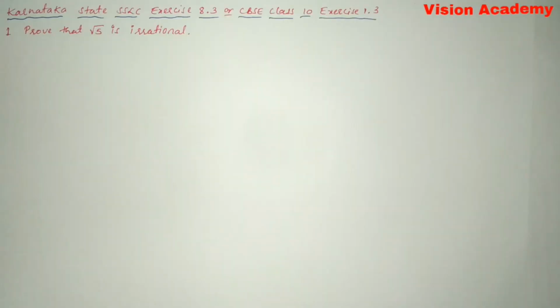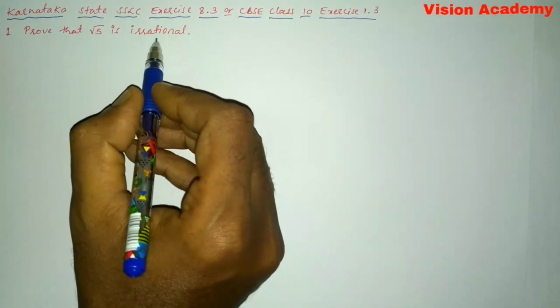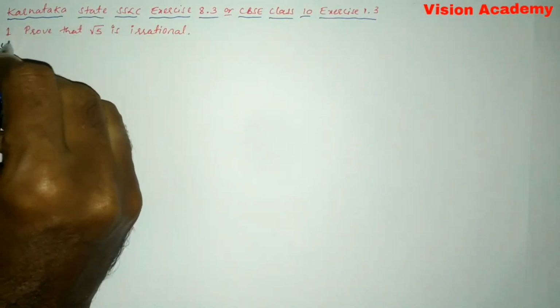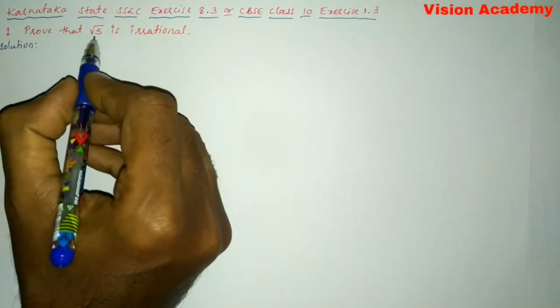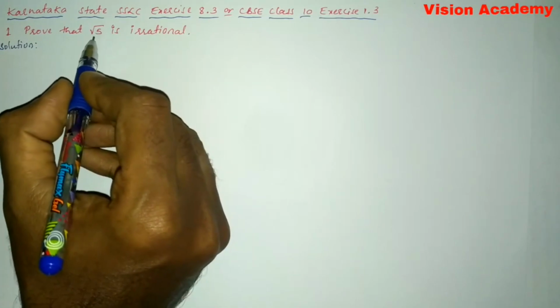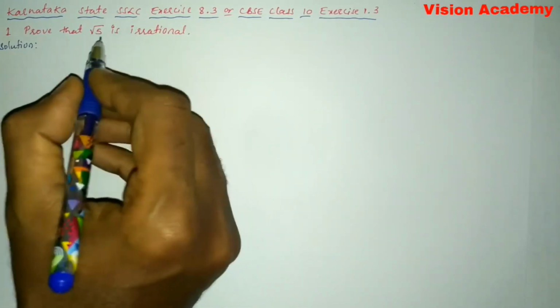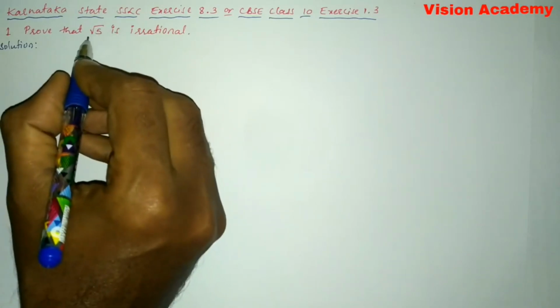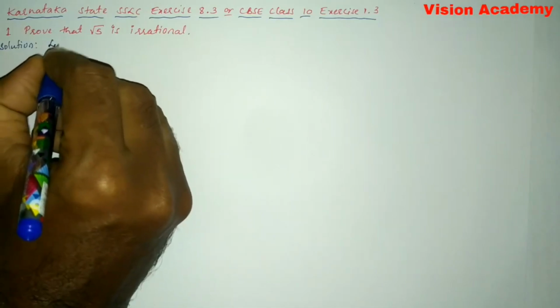Karnataka State SSLC exercise 8.3, or CBSE class 10 exercise 1.3. Question number 1: Prove that square root of 5 is irrational. Let us find the solution for the given problem. Here we need to assume that the square root of 5 is rational, and we can get the contradictory statement that square root of 5 is not a rational number, and hence we can prove that square root of 5 is an irrational number.